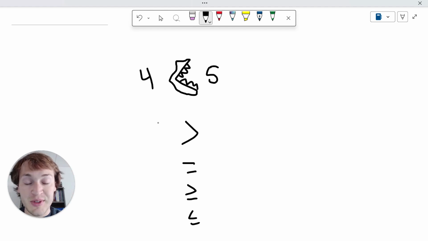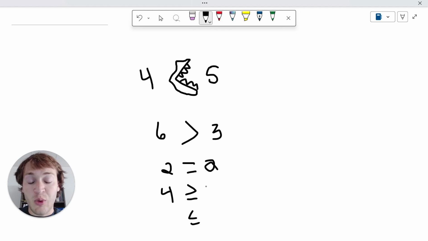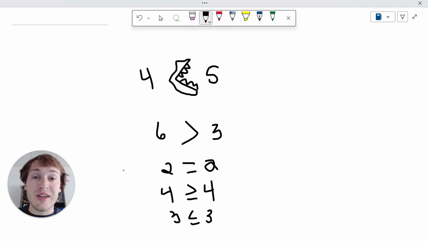Some other examples, this would be 6 is greater than 3. This would be 2 is equal to 2. And with greater than or equal to, we can either have something like 4 is greater than or equal to 3, or we could just have 4 is greater than or equal to 4. It could go either way. Same thing with less than or equal to. It could be 3 is less than or equal to 6, or it could just be 3 is less than or equal to 3. So this is how we compare numbers.